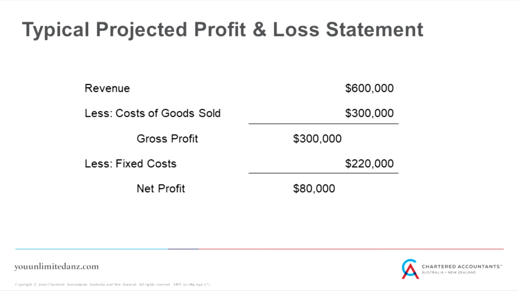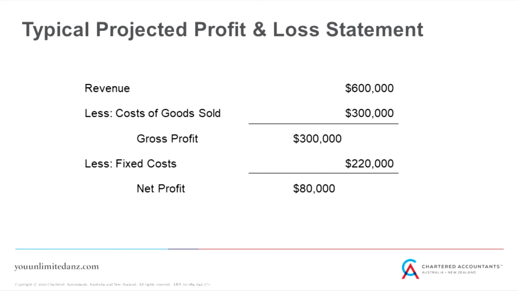So this $300,000 represents those variable costs that we spoke about, things like the coffee beans, the milk, the takeaway coffee cups, any ingredients for my meals, etc. When we have our revenue and we deduct our costs of goods sold, we get our gross profit of $300,000. And in this case, it's a positive number, which is great, but we still haven't accounted for our fixed costs. So the next step is to deduct our fixed costs of $220,000.